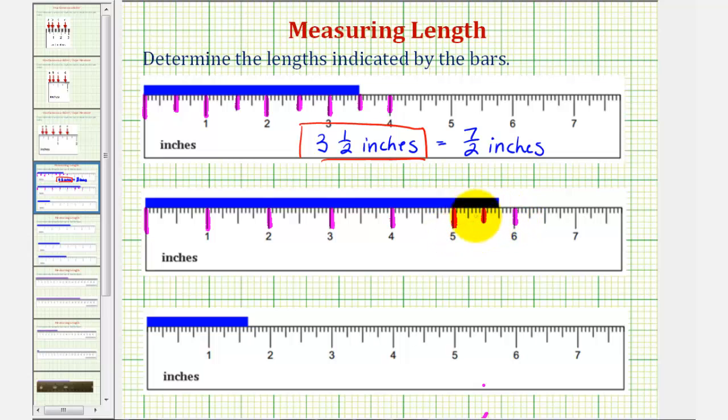Notice it still does not give us the exact length. So now let's partition this 1 inch into 4 equal pieces. So we'll divide it here and here. And now we can see the exact length would be 5 3/4 inches.